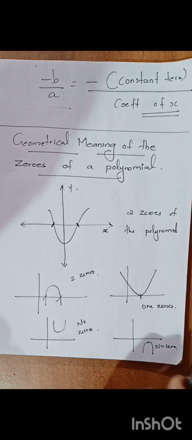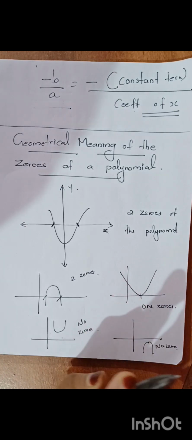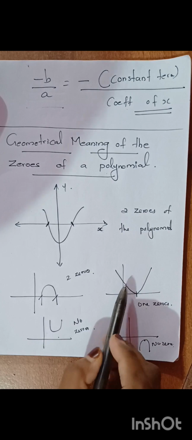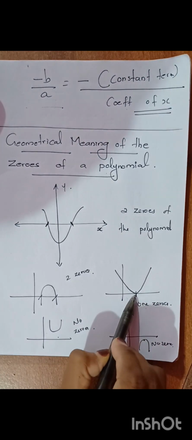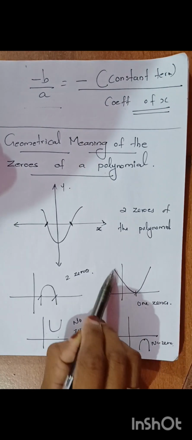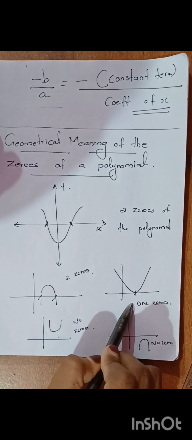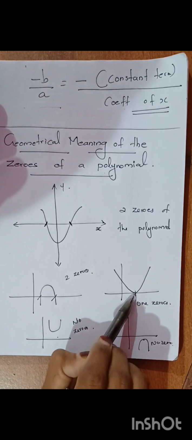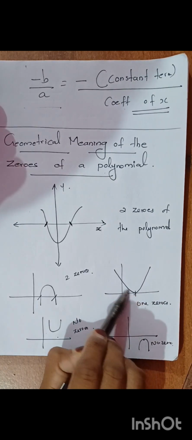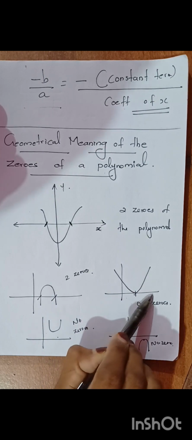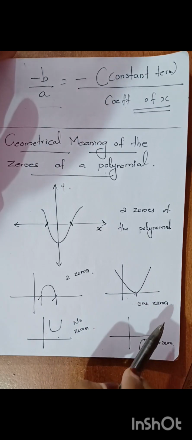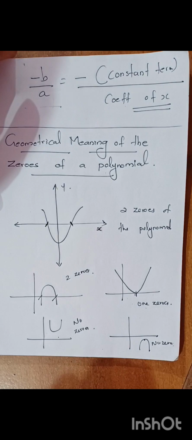And if it is not intersecting the x-axis, if it is intersecting only the y-axis, it is not considered as a zero. It is considered as a zero only if the curve is intersecting the x-axis. So you have to find out at how many points the curve is intersecting the x-axis. So that will be the number of zeros.